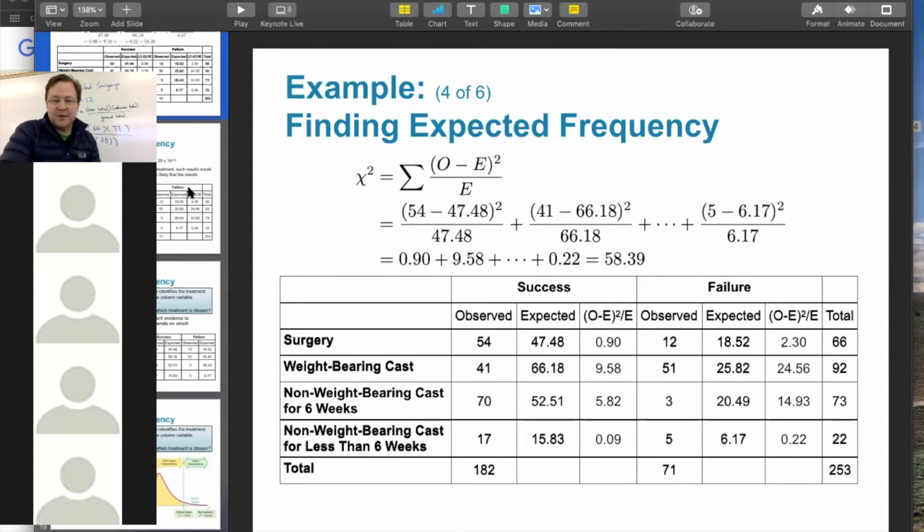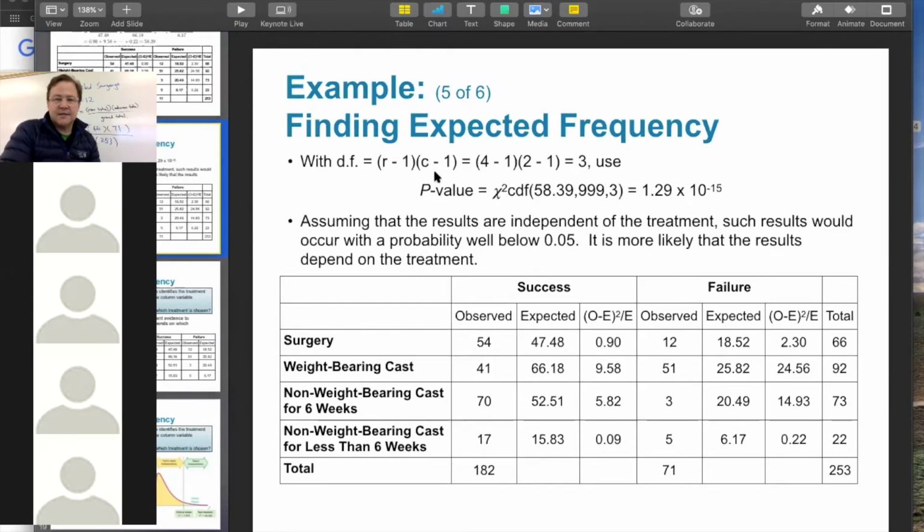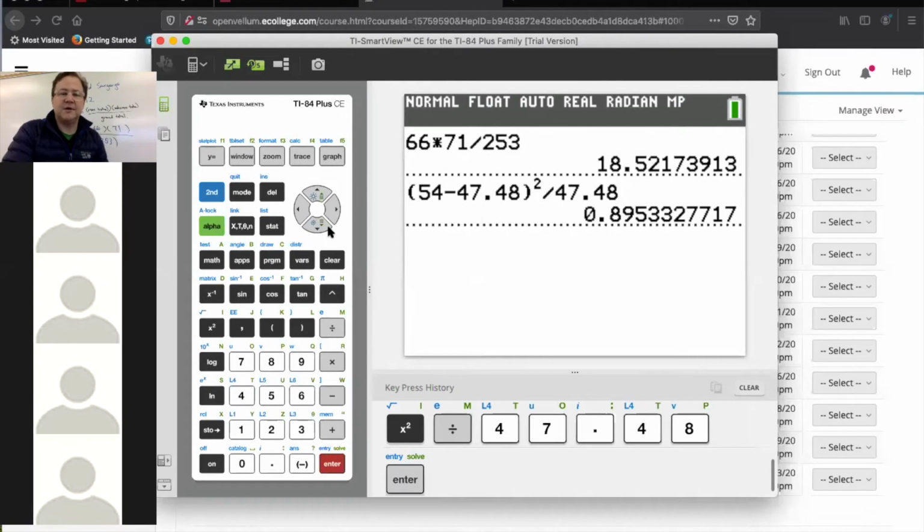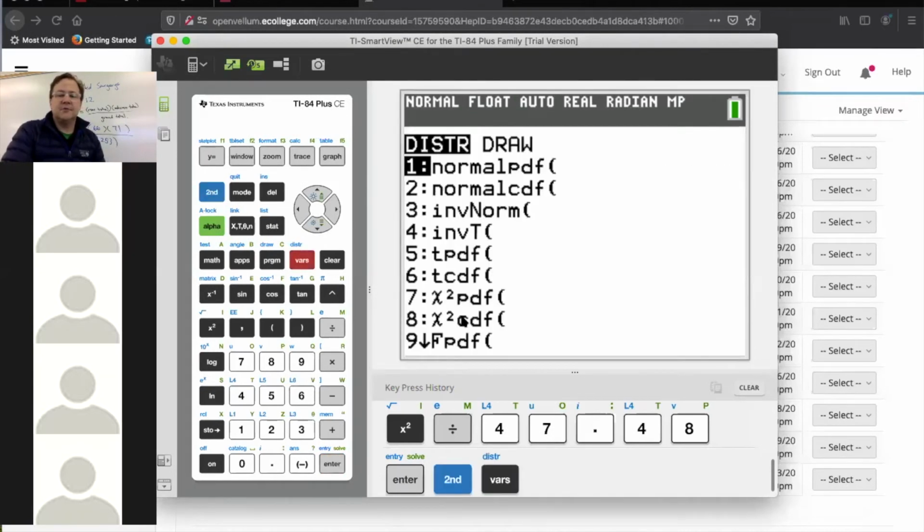All right, so with the degrees of freedom, it's R minus 1, C minus 1, so 3 times 1 is 3. You can compute the p-value, and that's using the chi-square CDF. So that was 58.399. Remember that one? We've used the chi-square CDF whenever you're calculating the p-value in distributions. We've done that before.